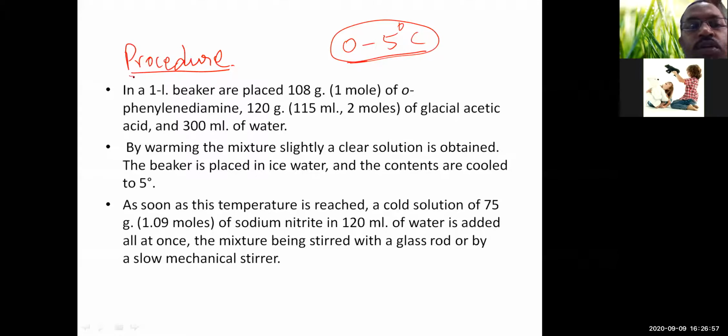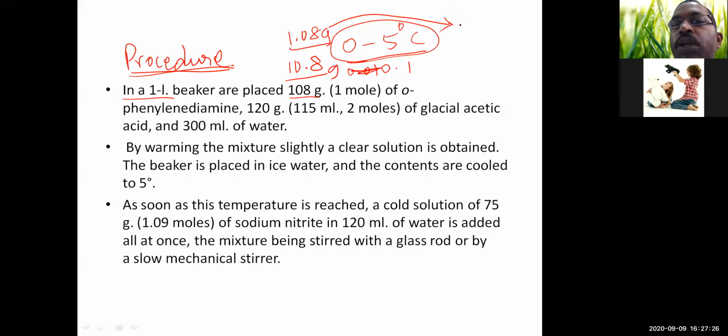Okay, so coming to the procedure, in a 1 liter beaker we have to place 108 grams, or you can reduce the quantities to 10.8 grams or even to 1.08 grams. If you want to come down to that level, if 108 is 1 mole, then 10.8 is 0.1 mole, and if it is 1.08, then it becomes 0.01 mole.